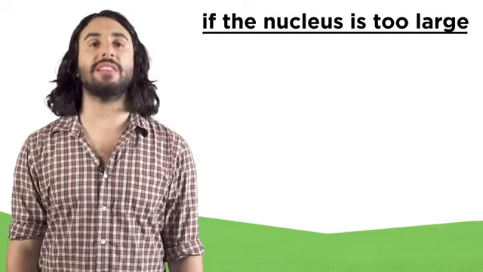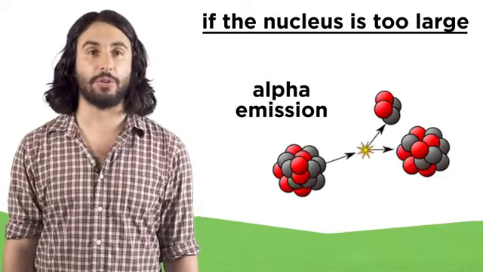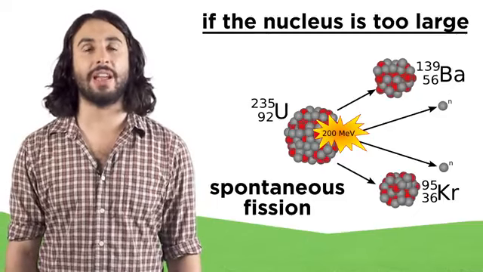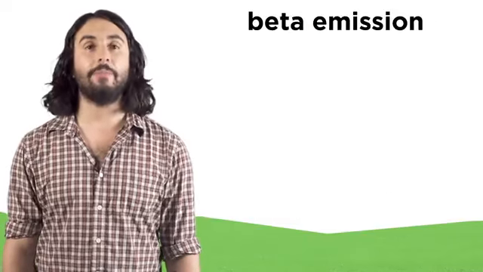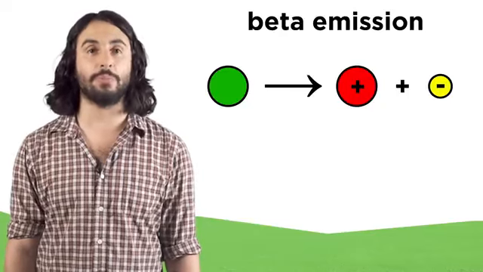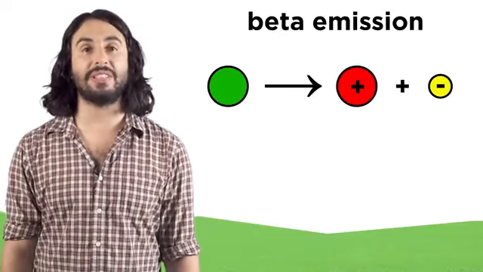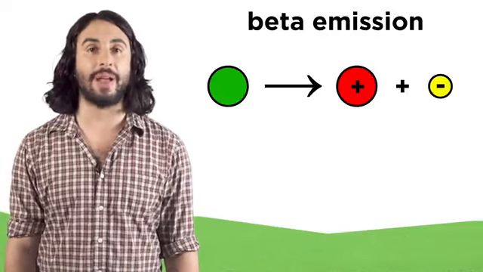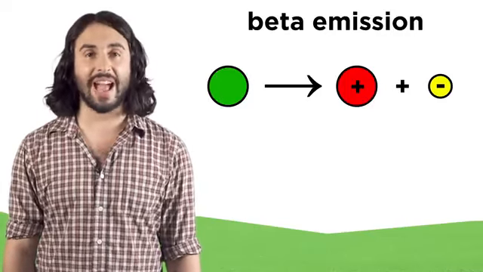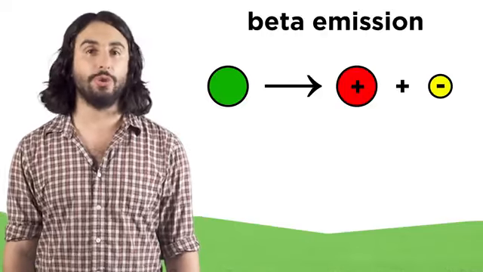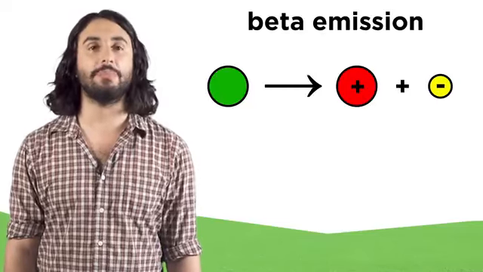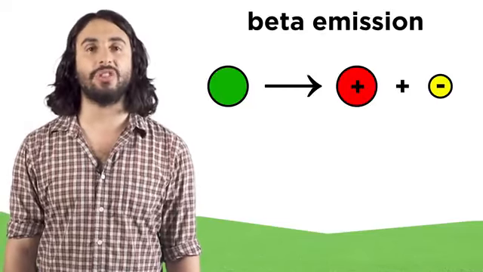So as we said, if a nucleus is too large, it will emit an alpha particle, or it can undergo spontaneous fission, where it breaks into multiple lighter nuclei and usually a few neutrons. In beta emission, the reason an electron is emitted is because a neutron spontaneously transforms into a proton. Remember before how we said that protons and neutrons both weigh 1 atomic mass unit, even though technically the neutron is slightly heavier? Well, it is heavier by exactly the mass of the electron, which is why a neutron is neutral. It's a proton and an electron combined. So when the neutron becomes a proton, it will emit an electron in the process.